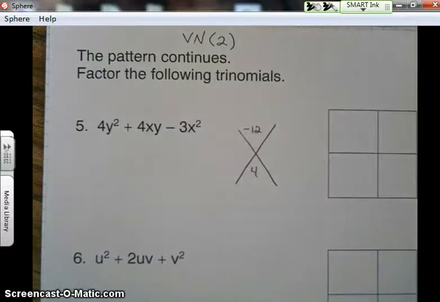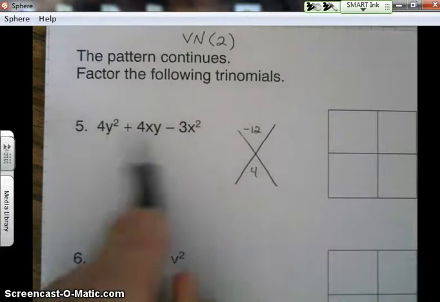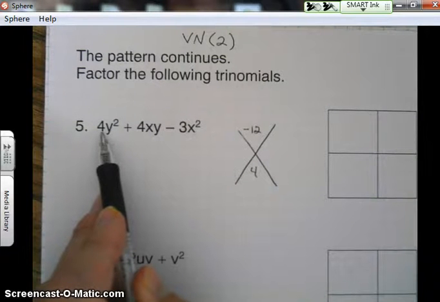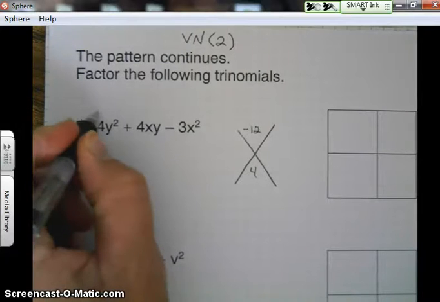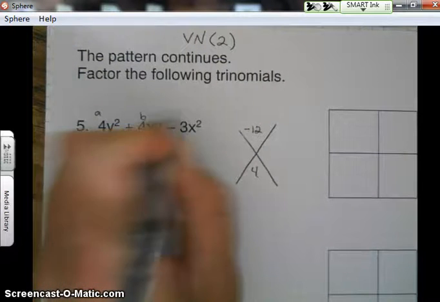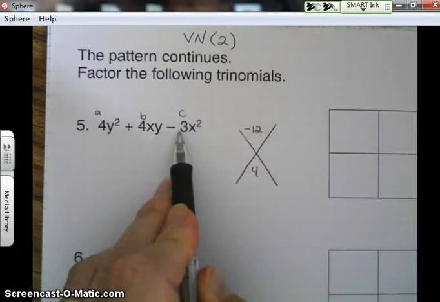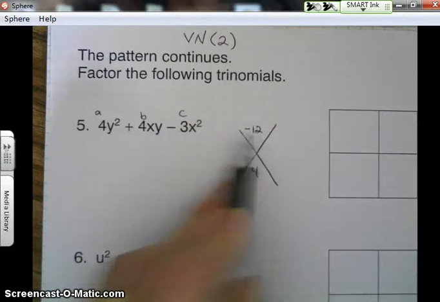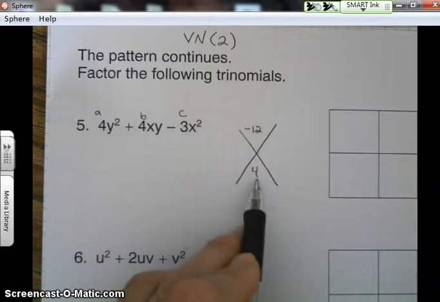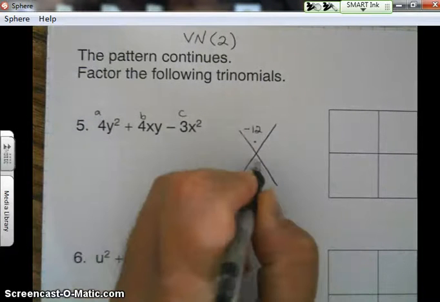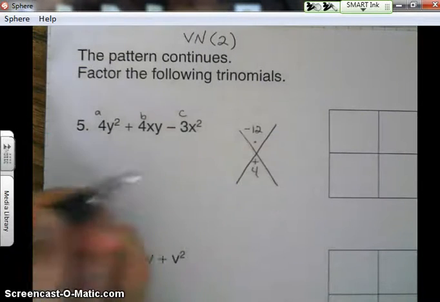Okay, so we're looking at a trinomial where our leading coefficient is a number other than 1. So here's our a value, our b value, and our c value. So we took a times c to get our top number. Our b value goes in the bottom. So remember, we need two numbers that multiply to give us negative 12 and add to give us 4.